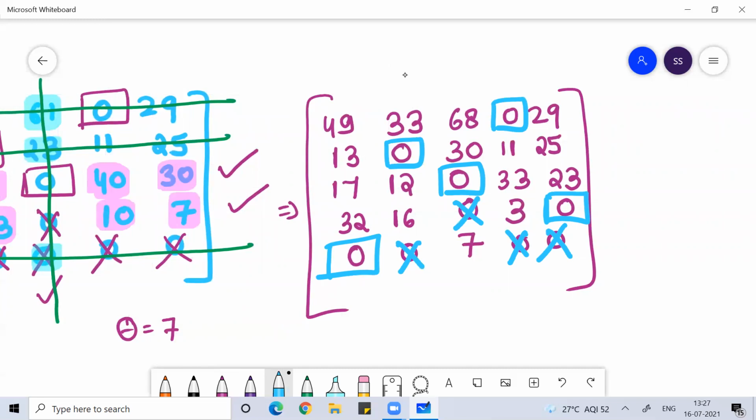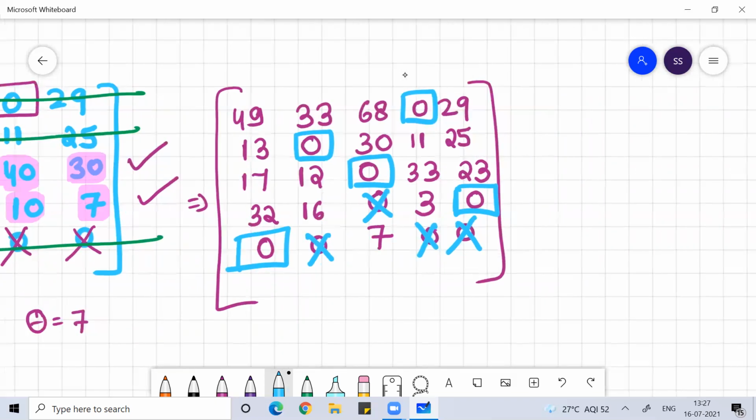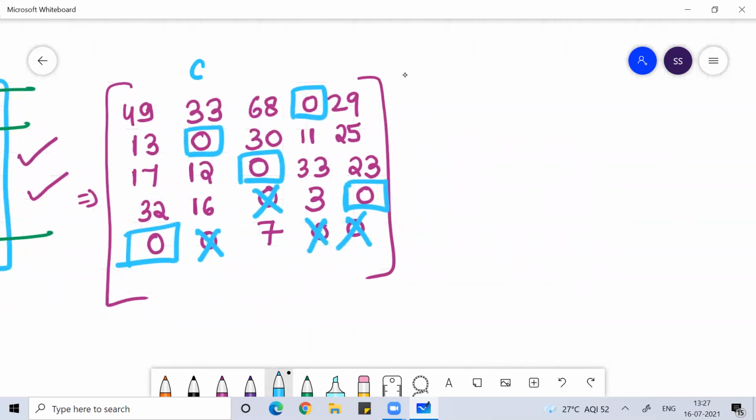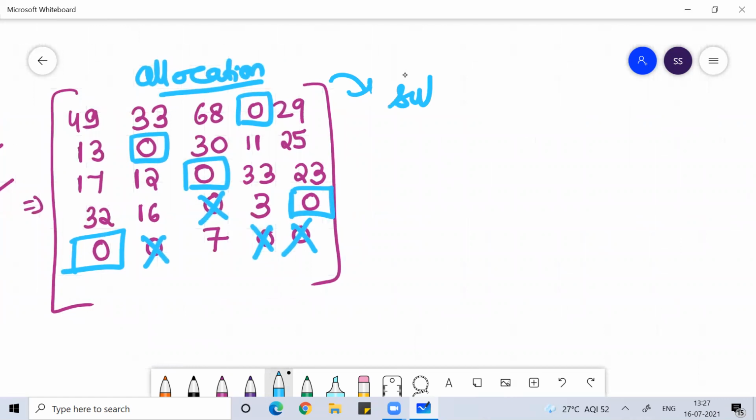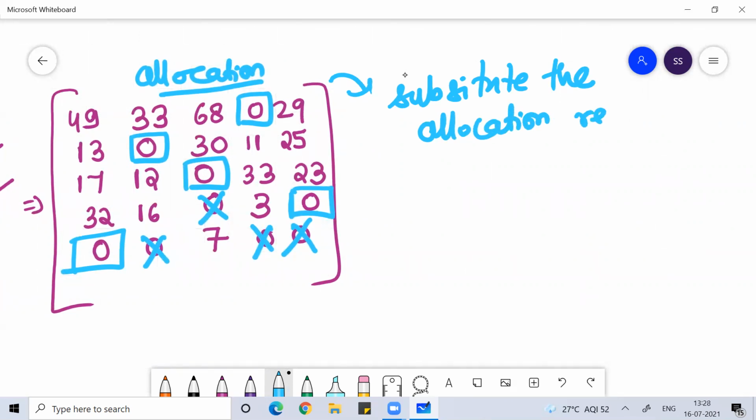This is done. So we get the answer. This is your allocation, guys. So all rows get allocated, all columns get allocated. Means you get the optimal allocation. Now substitute the allocation received on the original data.